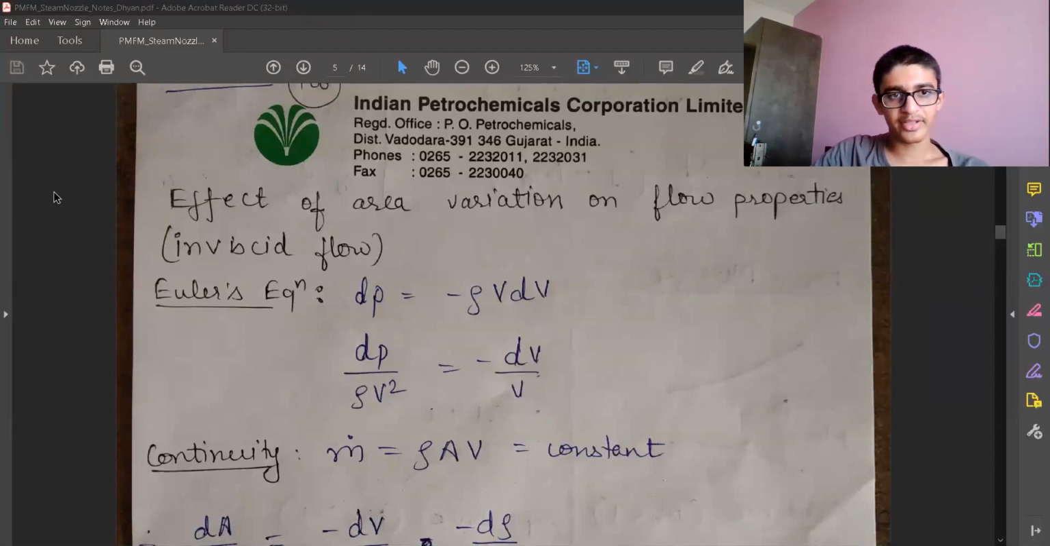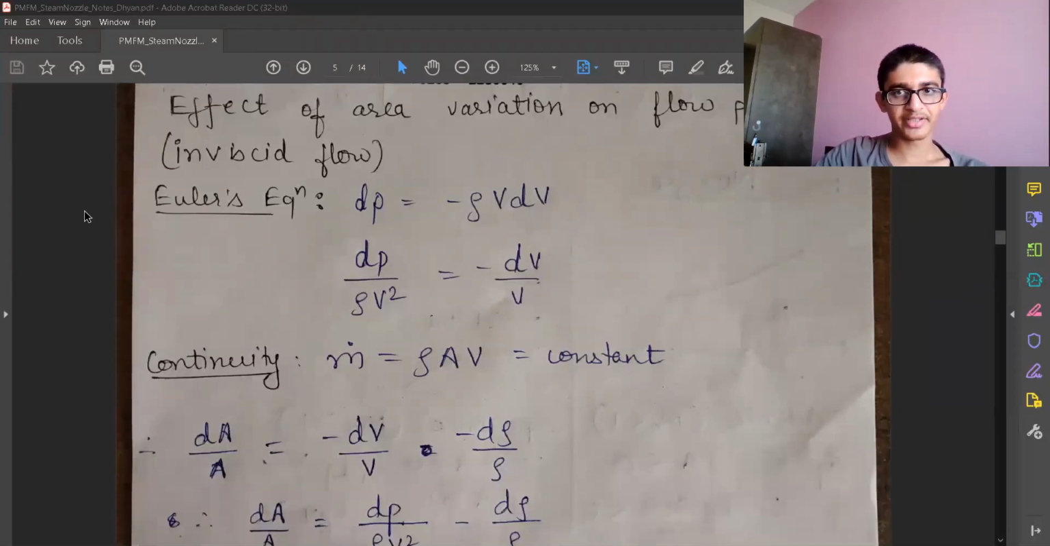So now let's look at things related to converging and diverging type nozzles in more detail. What type of cross section is going to lead to what type of property of that equipment? It is going to be a nozzle or a diffuser, that we'll look at now. So it's the effect of area variation on flow properties.